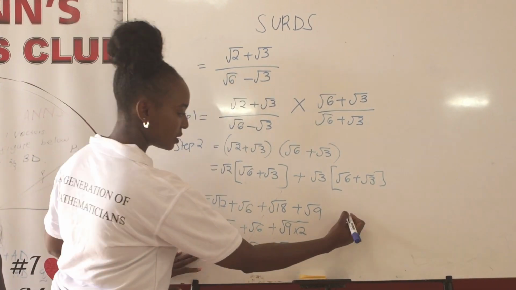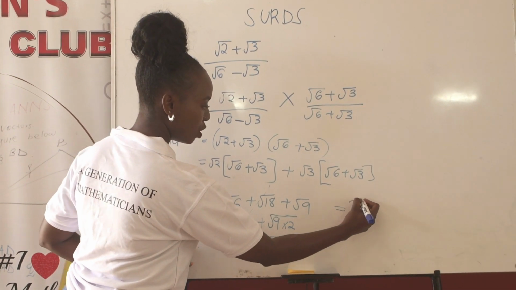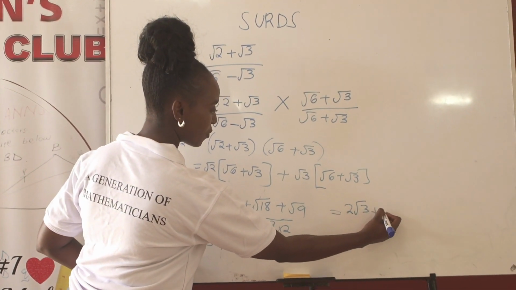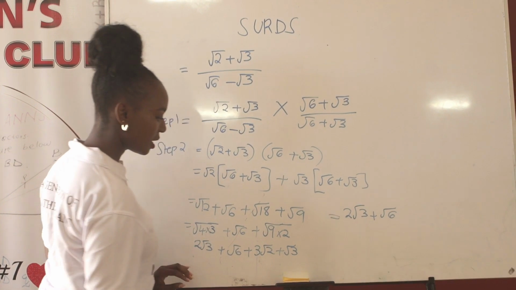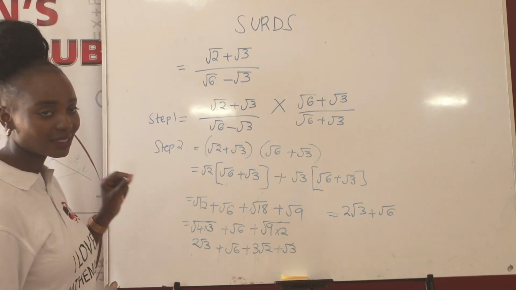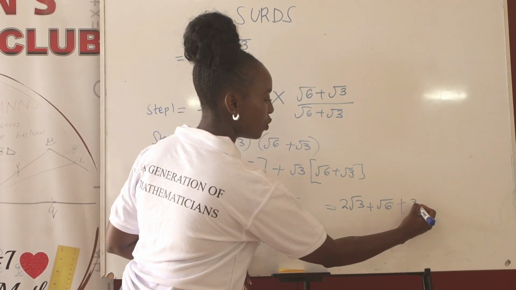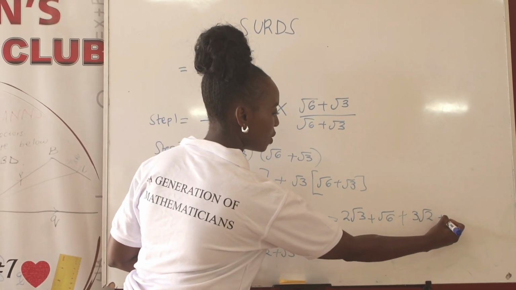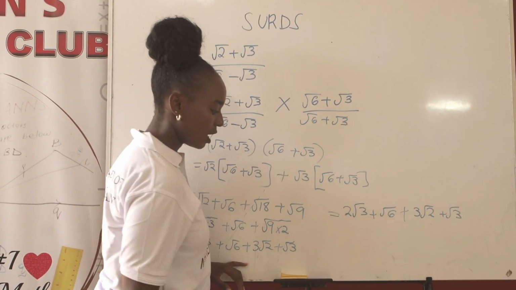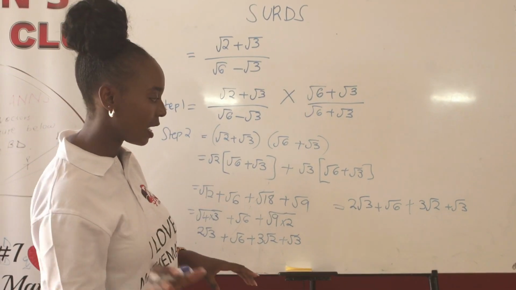So you can come and write them well. I'll write it as 2 root 3 plus root 6 plus, I've gone ahead to simplify. Remember I said it's important not to leave your answer as such, so you need to simplify. Plus 3 root 2 plus root 3. Then you go ahead and collect the like terms.